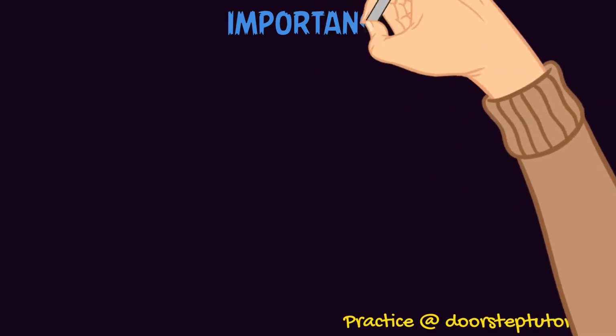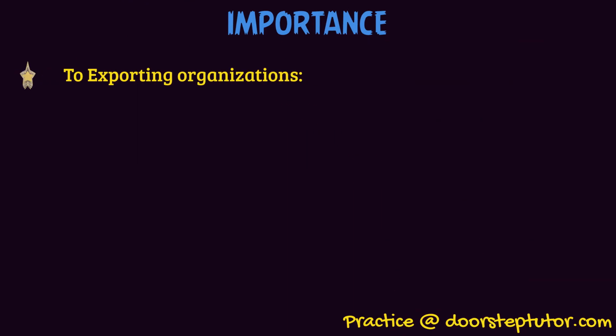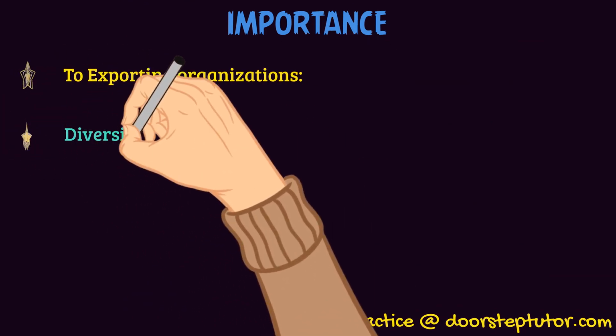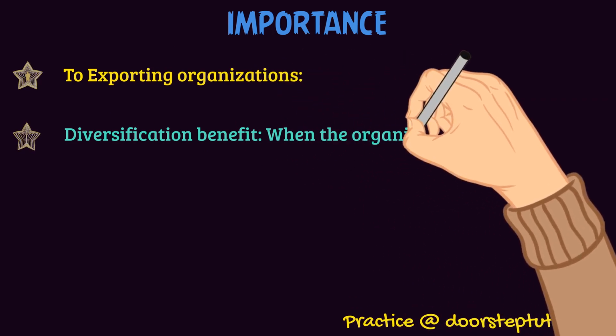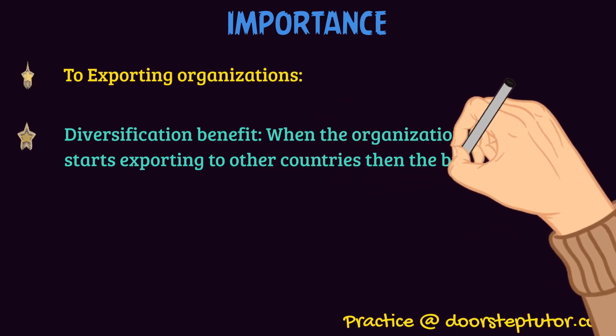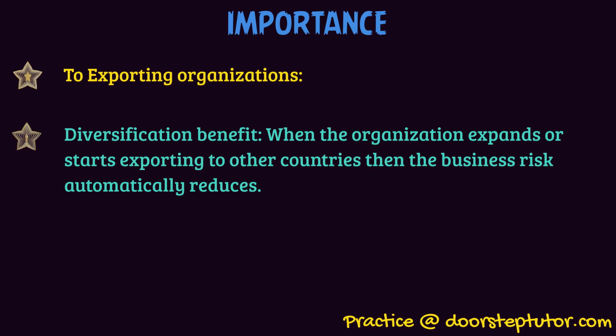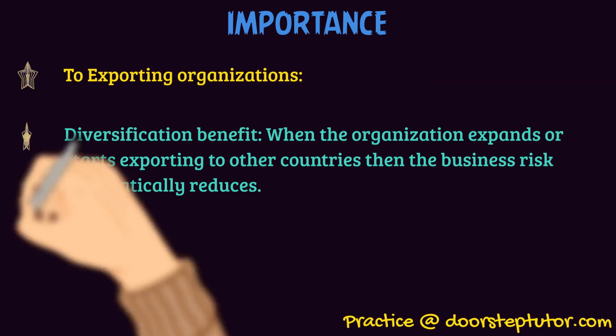And to the exporting organization, what is the benefit for the exporting organizations? See, the first one is diversification benefit. When the organization expands or starts exporting to other countries, then the business risk automatically reduces. It's very simple. When you are producing 10,000 units in a country, and then suddenly you start producing 1 lakh units, so what will happen? Then diversification is obviously happening, and the business risk is also reducing.